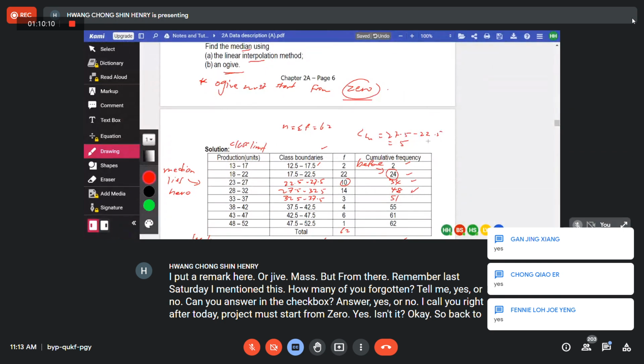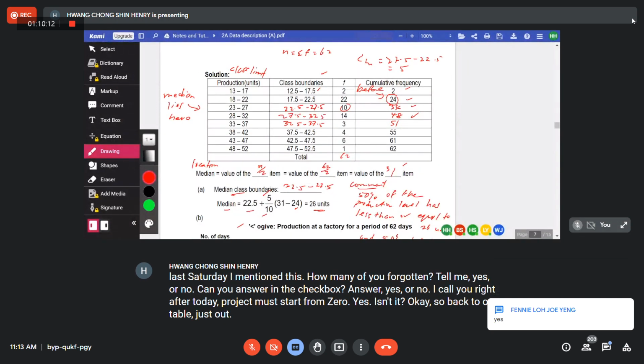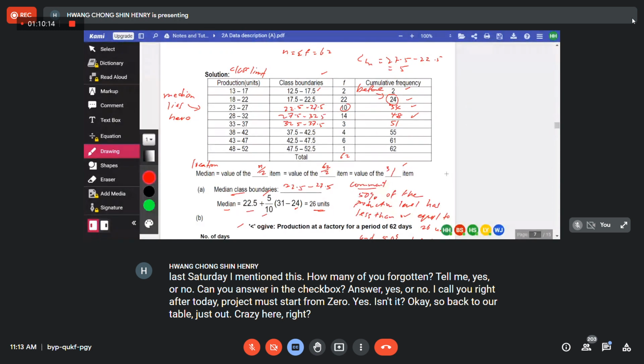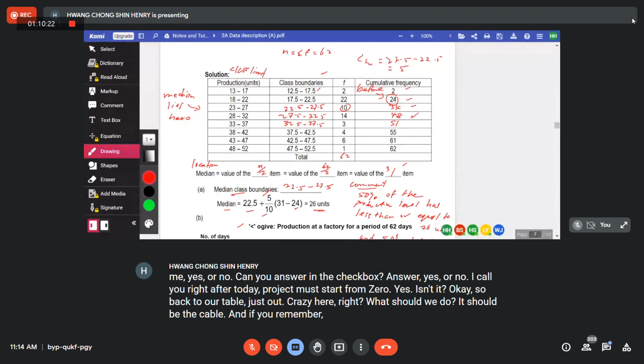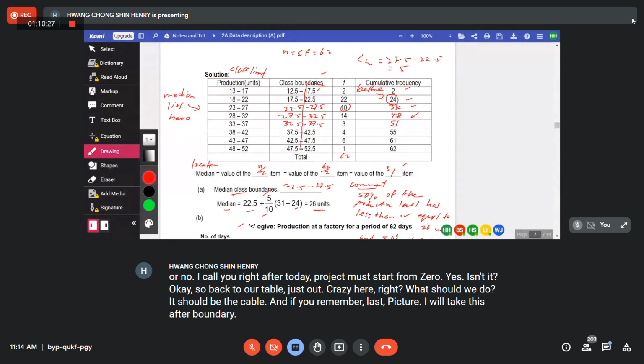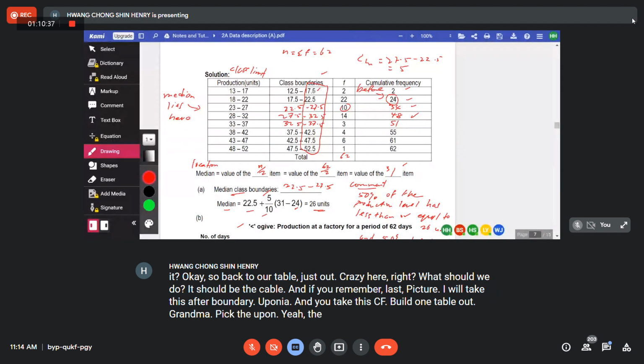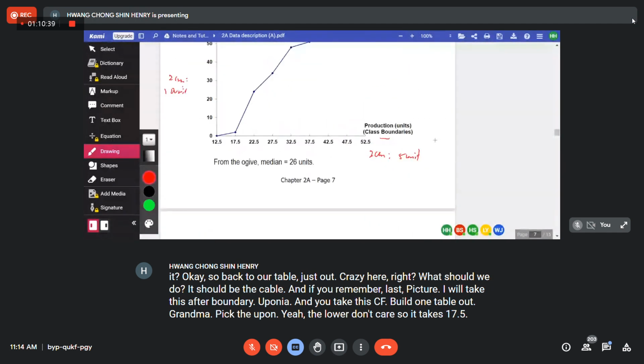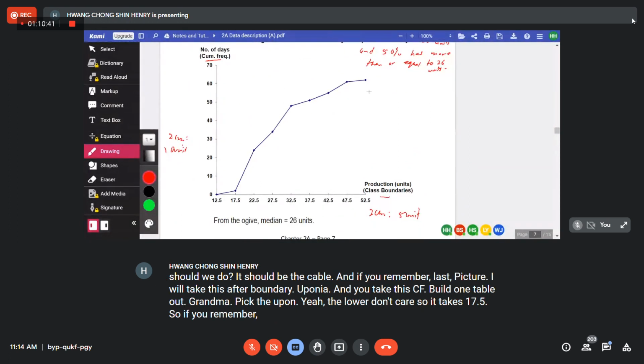Okay, so back to our table just now. Where is it? Here, right? What should we do? We should build the table. And if you remember last lecture, I will take the upper boundary, the upper one here, and you take this CF, build one table out. Correct? Take the upper one here, the lower, don't care. So we take 17.5. So if you remember, can I draw here? Enough space or not?